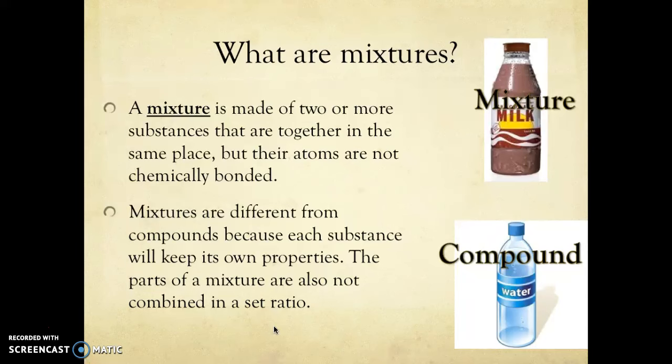Also in a mixture, the parts are not in some sort of set ratio. Back to water, water is always H2O. So always 2 hydrogen, 1 oxygen. In a mixture, it's not necessarily the case. You know, if you open up a bag of Chex Mix, you're going to see different amounts from one bag to the next. One bag might have a whole lot of pretzels, and the other might have only a few. So it's not in a set ratio.